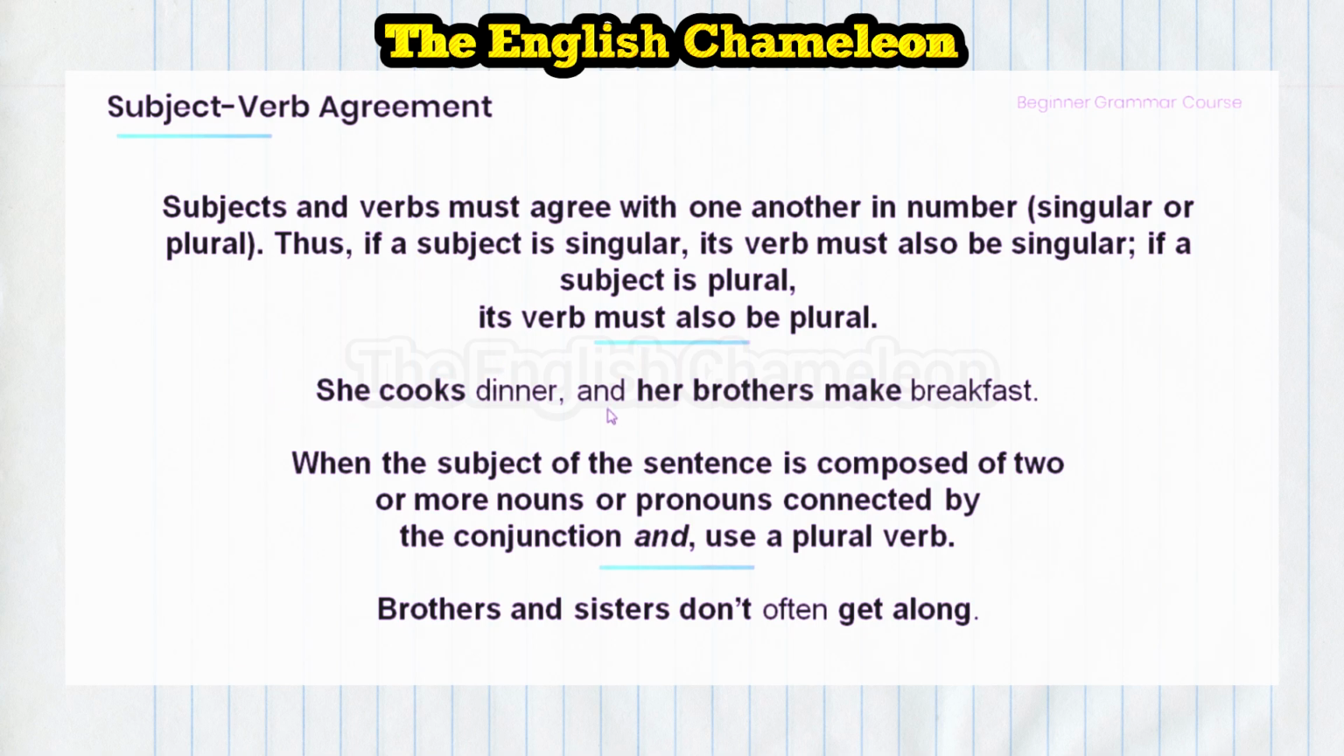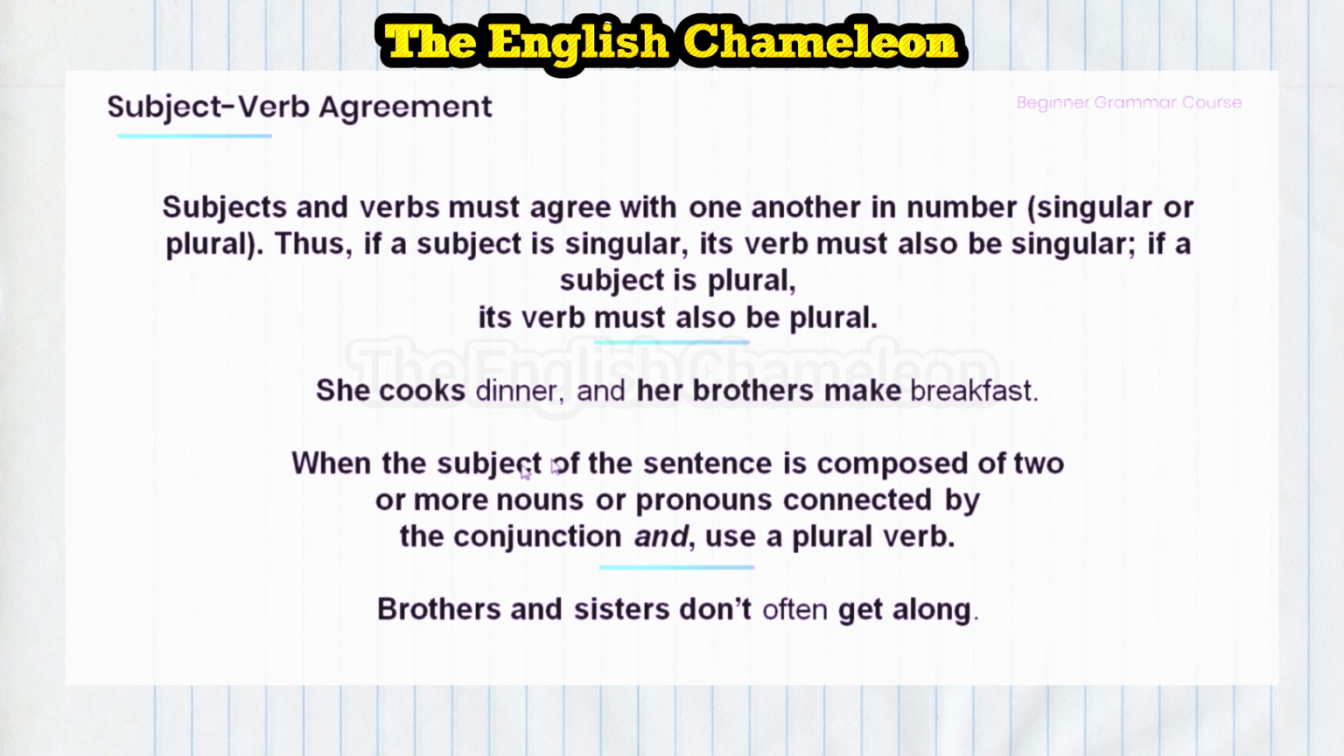She cooks dinner and her brothers make breakfast. The verb make corresponds with the noun brothers, which is plural. And the verb cooks corresponds with she, which is singular.